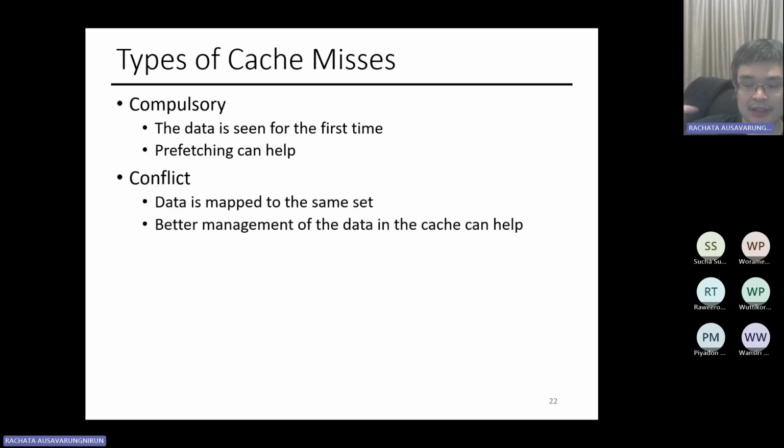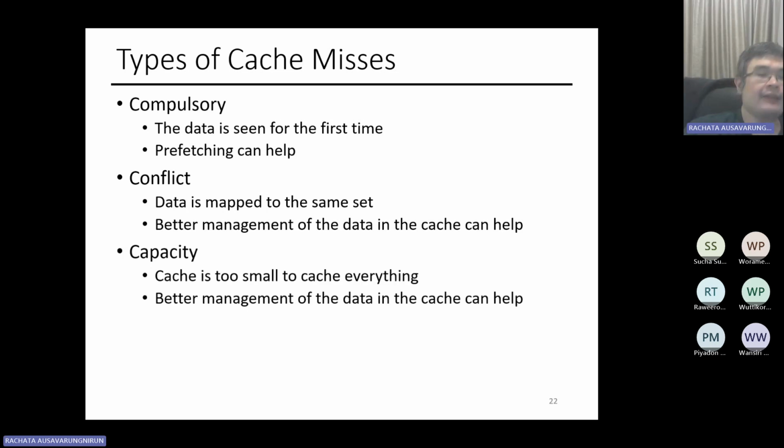Conflict miss means that the data maps to the same set and it conflicts because the set is full. Capacity miss means that the cache is just full, the whole thing is full. So both conflict and capacity misses can be addressed through better management of the data in the cache. Basically, try to figure out who should be in the cache and who should not.